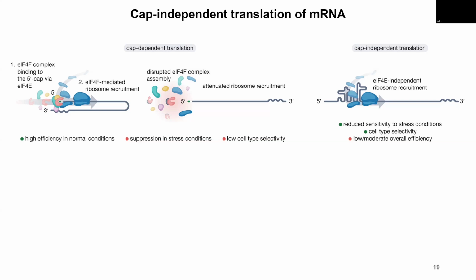In contrast, we also have a natural mechanism of translation called cap-independent translation, and that relies on a secondary structure of mRNA called the internal ribosome entry site, or IRES for short. In contrast to cap-dependent translation, this offers more space for optimizing such parameters as, for example, cell type selectivity, and it also offers reduced sensitivity to stress conditions. However, in general, translation of cap-independent mRNAs is not as efficient as cap-dependent translation.